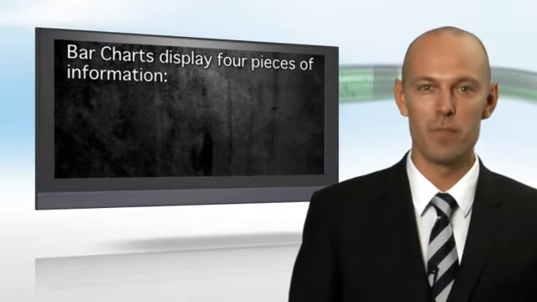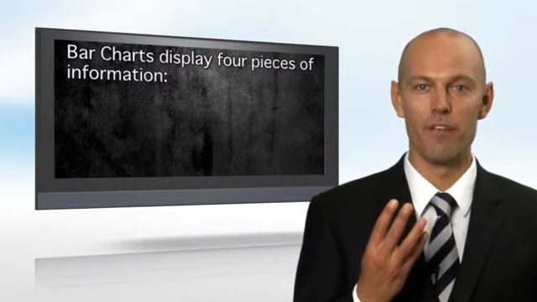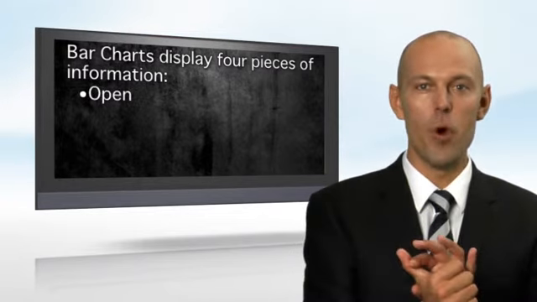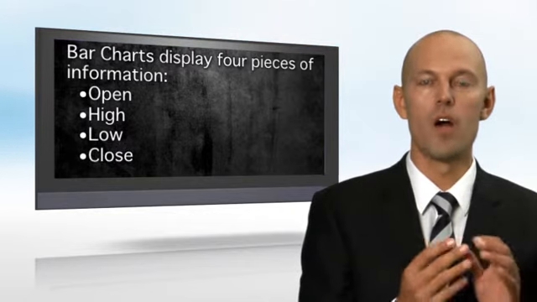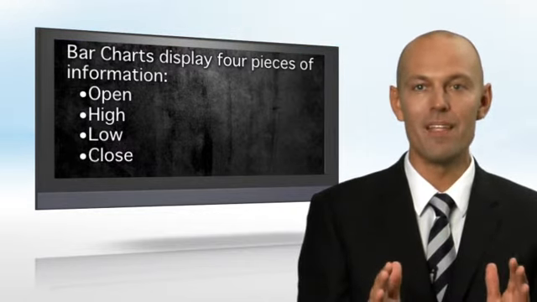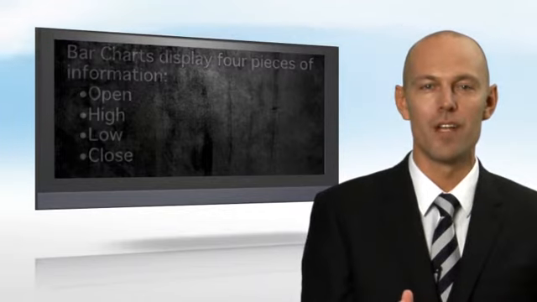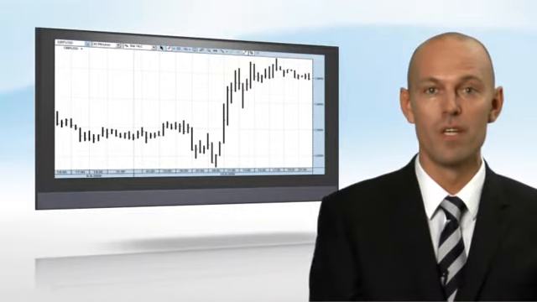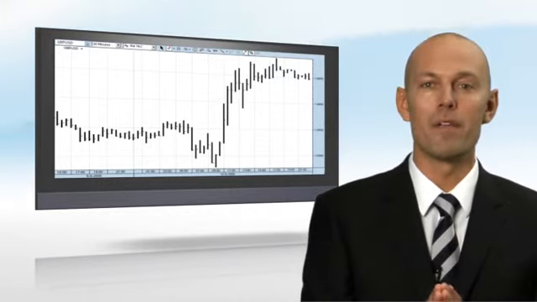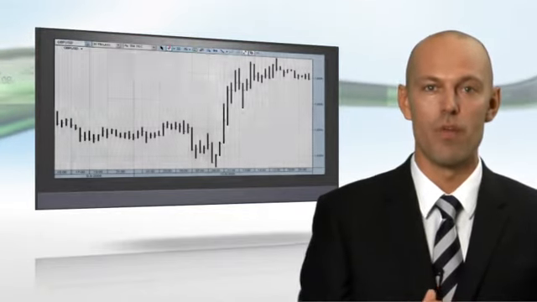Bar charts display four pieces of information. They contain the open, the high, the low, and the close of whatever time frame it is that you're looking at on the bar chart. Bar charts are useful for swing traders and day traders who want to display the intraday highs and lows. This is important to know if you want to establish if a certain price level has been tested. We'll be talking more about support and resistance and testing support and resistance later on.